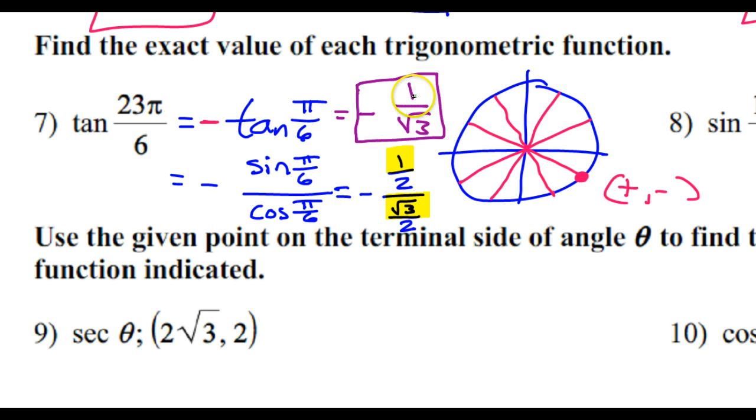By the way, 1 over radical 3 is the same thing as radical 3 over 3. So watch out for that. This form shows up sometimes. So either one of these.